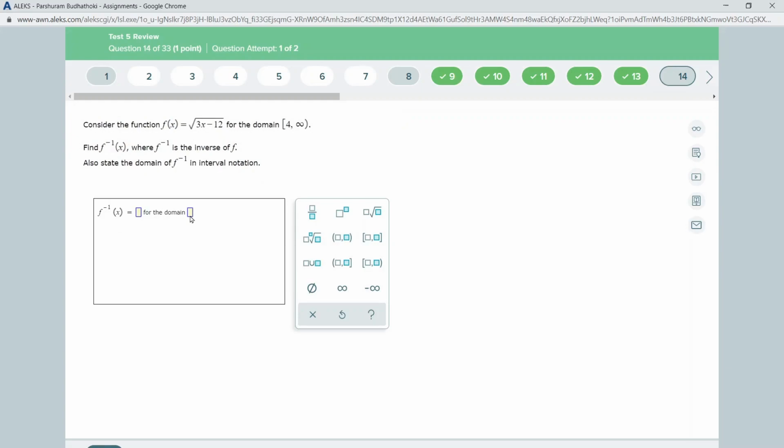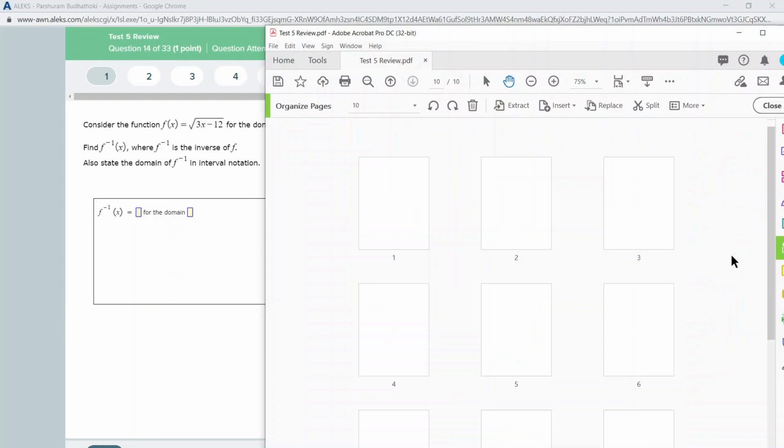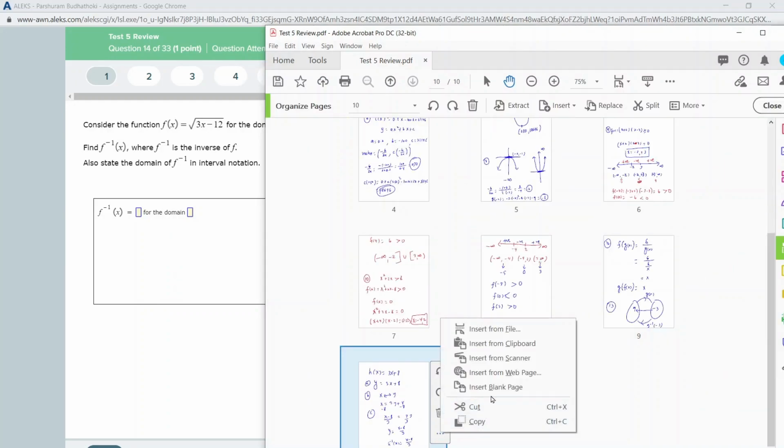And the one extra thing is that the domain of this inverse function is the range of this function. Okay, so the domain of this inverse function is the range of this f of x. So what is the range of this f of x? The domain is 4 comma infinity, so what is the range? You can find the f inverse of x, and from there you can find the domain. So let me just do this here. I need some extra page.